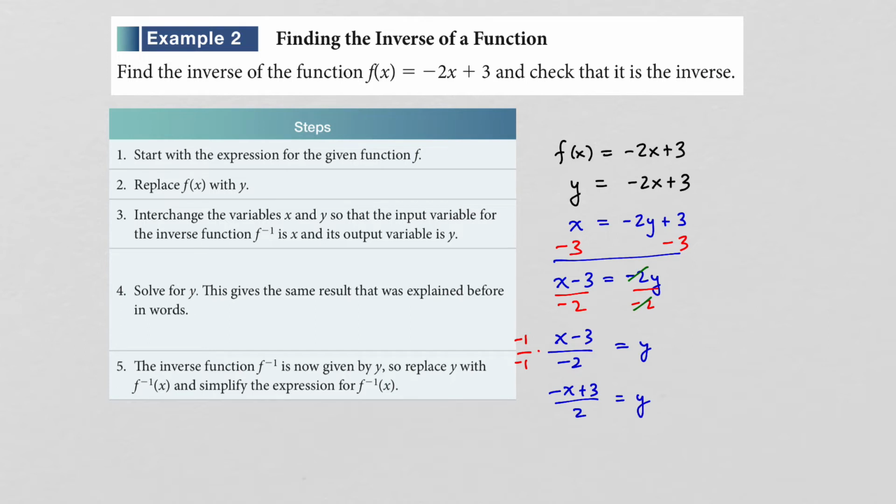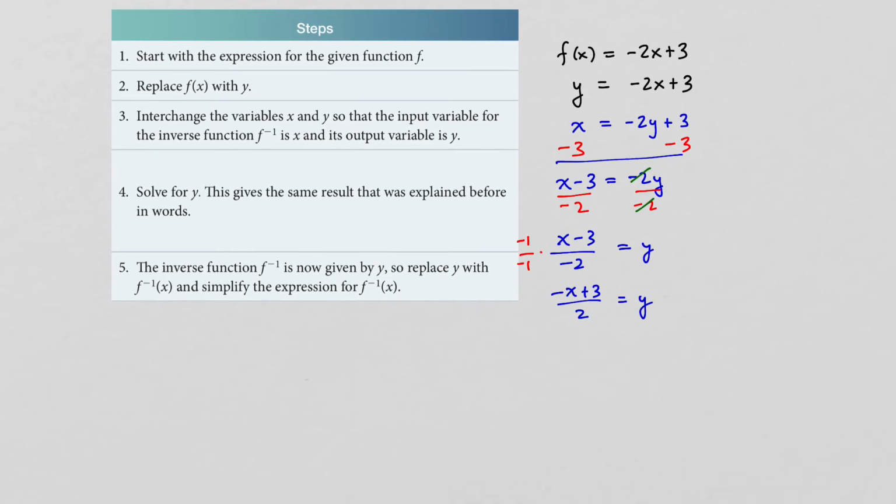Now, once you've solved for y and simplified, this new y value is your inverse function. So our inverse function is y equals negative x plus 3, divided by 2. And all we're going to do now is change y to the inverse function notation, which is f inverse of x notation.